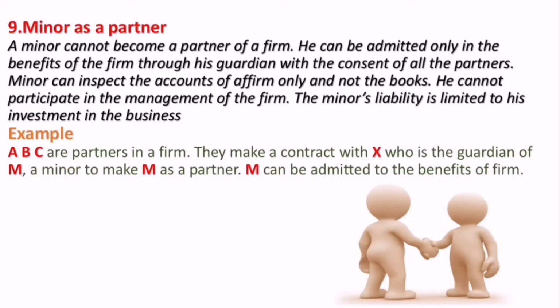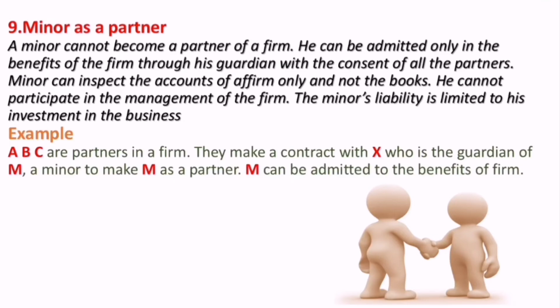Next is minor as partner. A minor cannot become a partner of a firm. You can say a minor cannot become a regular partner of a firm. He can be admitted only to the benefits of the firm through his guardian with the consent of all the existing partners. A minor can inspect the accounts only and not the books of the business. He cannot participate in the management of the firm. The minor's liability is limited to his investment in the business.